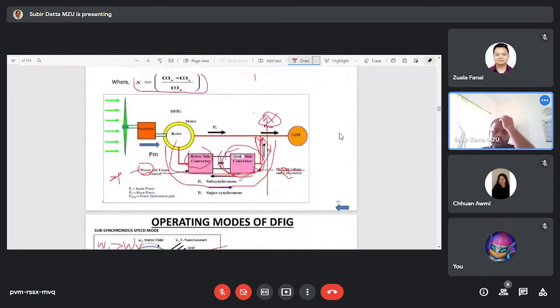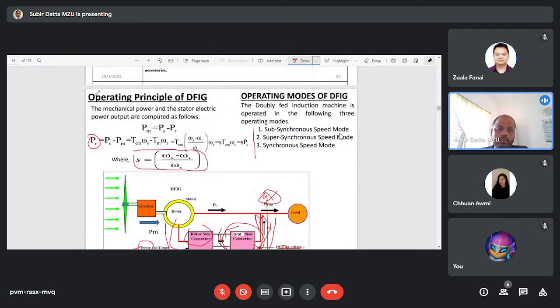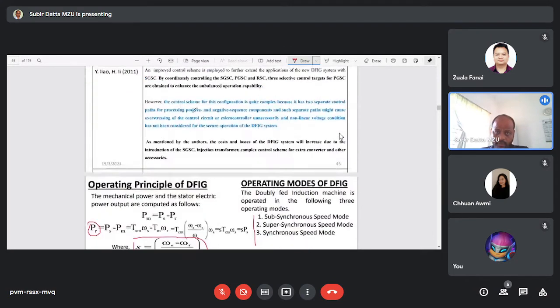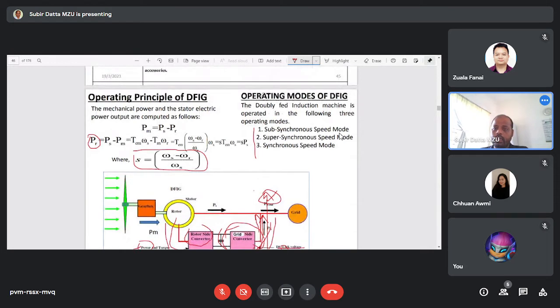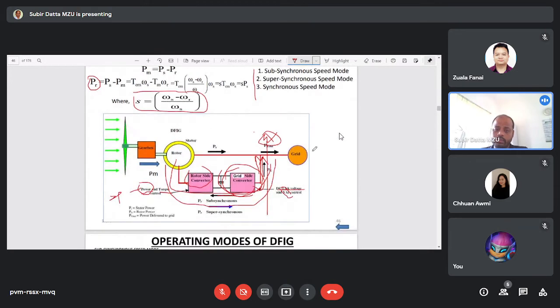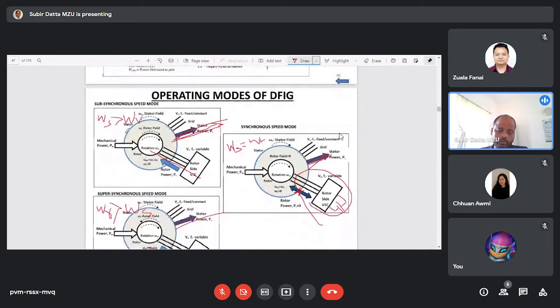Let's see. So here, this is the expression for the slip. Okay, so the operating principle of DFIG, that I already explained. Okay, so the rotor power is equal to S times the stator power, and the operational modes of DFIG are subsynchronous mode of operation, supersynchronous mode of operation, and synchronous mode of operation. So this is subsynchronous mode of operation.